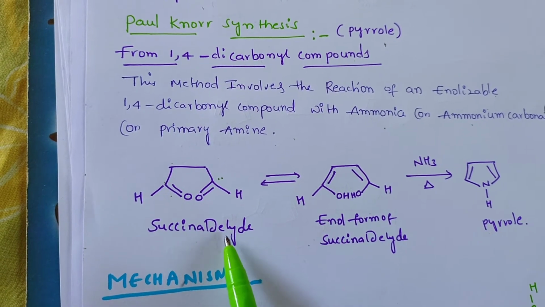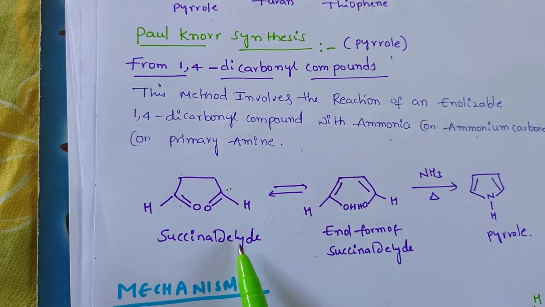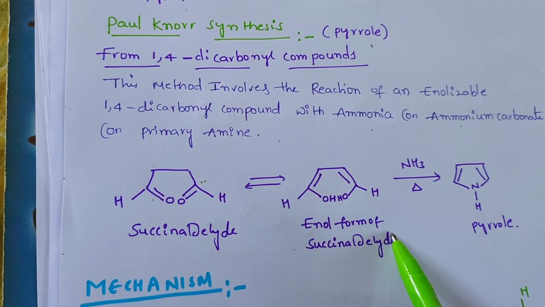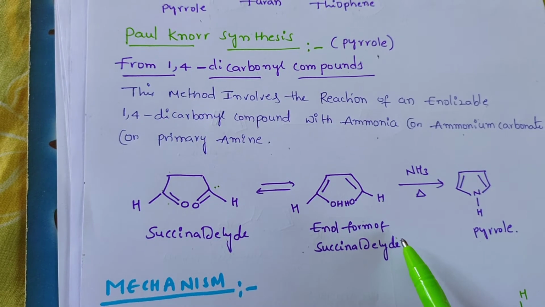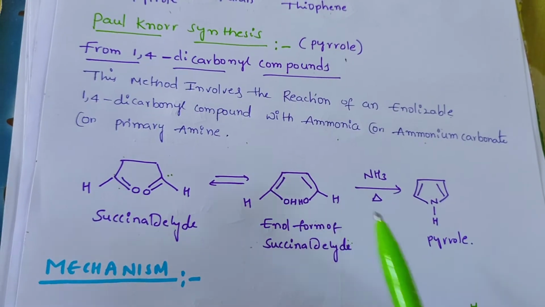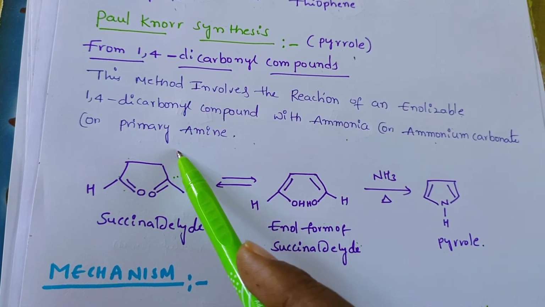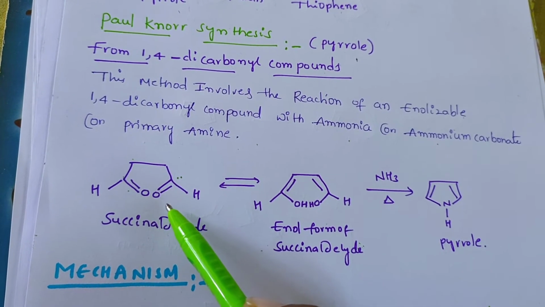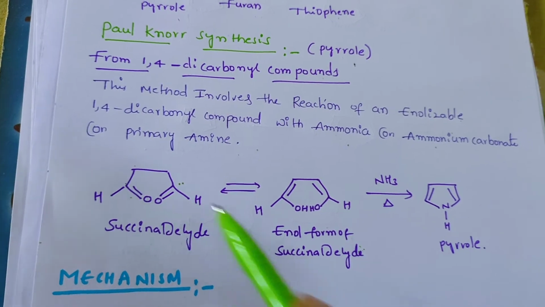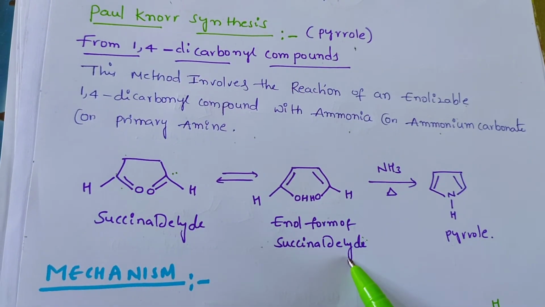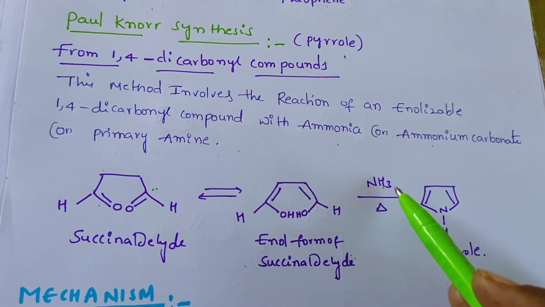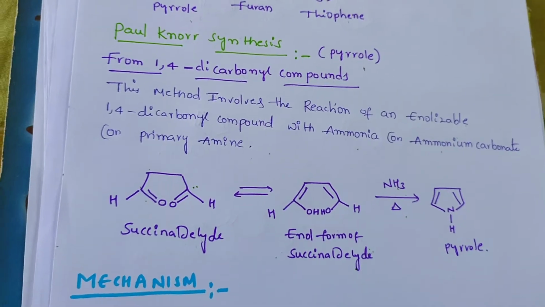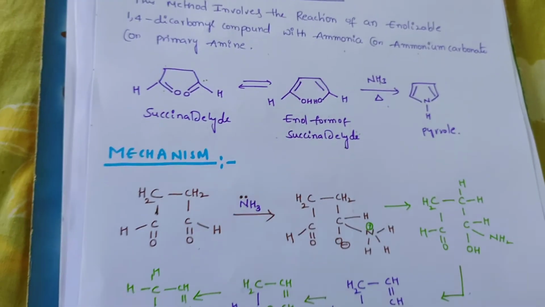This should be enolizable, that is, it must be able to be converted into an enol, then only will it work in this method. You have hydrogens here and these hydrogens are shifted to here, then the oxygen is shifted to here. So this is the enol form of succinaldehyde. If you treat it with ammonia and heat, you will get the pyrrole structure. Next I am going to talk about the mechanism of this reaction.